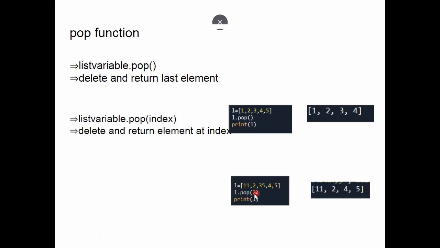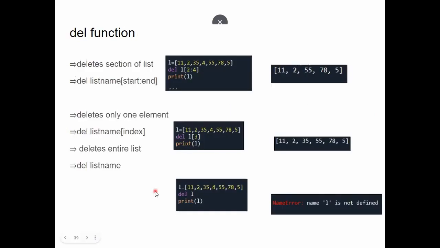So it will remove from position number 2. What is there in position number 2? We first have to find the index. This is index number 0, index number 1, index number 2. So 35 will be removed. If you want to modify, the original list will be modified. If you print, we will see that 35 is deleted.